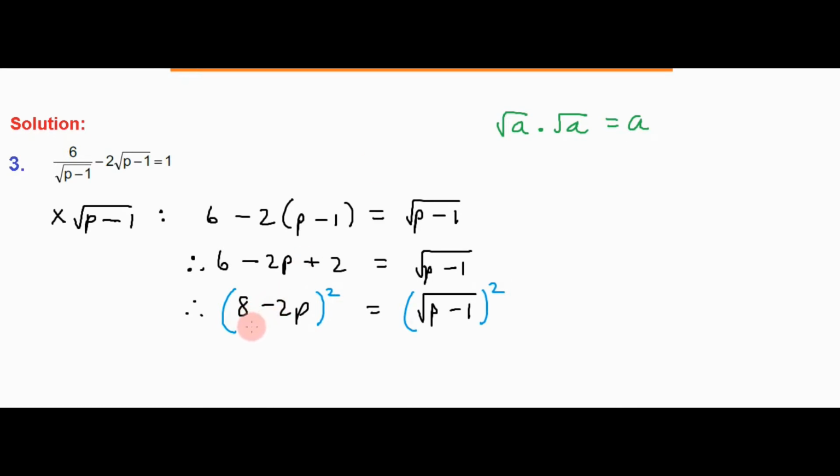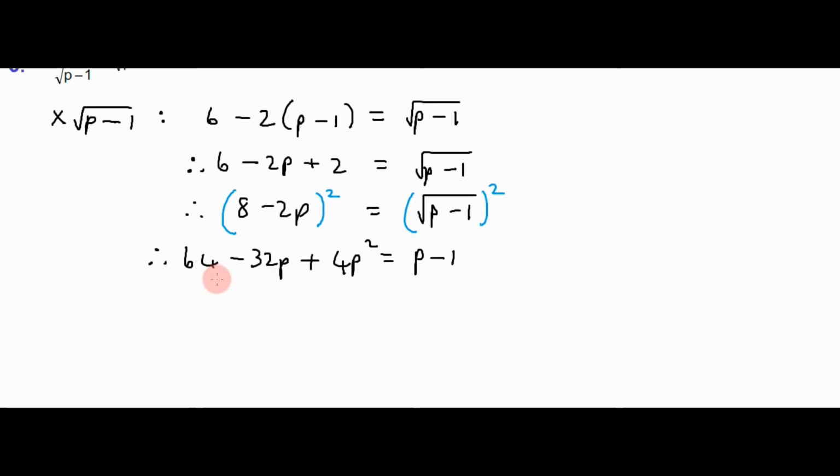Then squaring out the left hand side, we have 64, in other words the first term squared, minus 8 times 2p times 2 is 32p, plus the second term squared, which is 4p squared. And on the right hand side the square root drops, so it's just p minus 1. We can bring everything to the left hand side. So negative 32p minus p is negative 33p, and 64 plus 1 is 65.